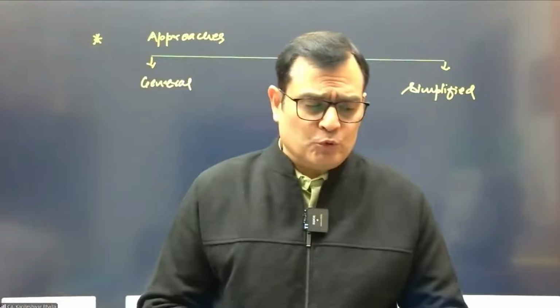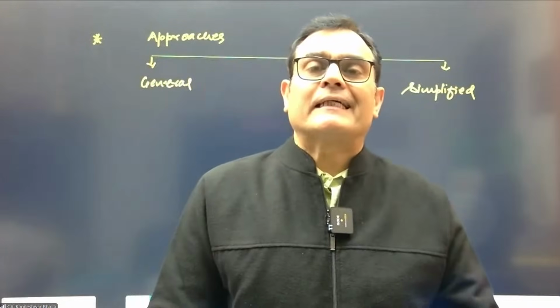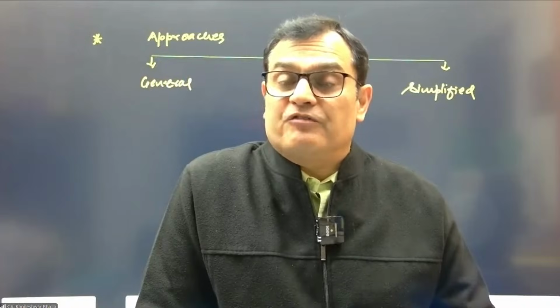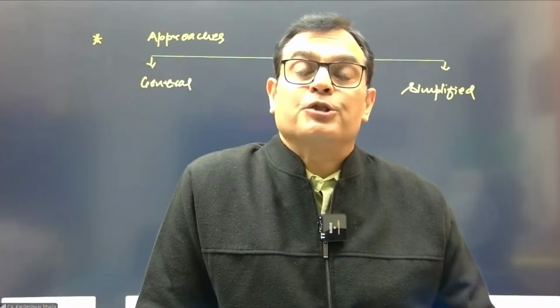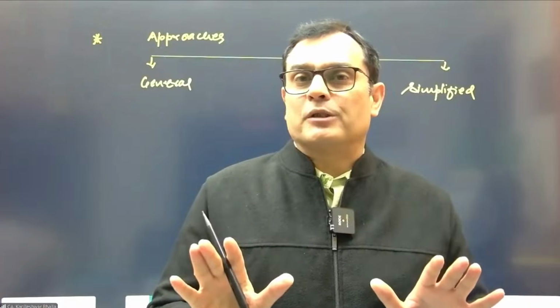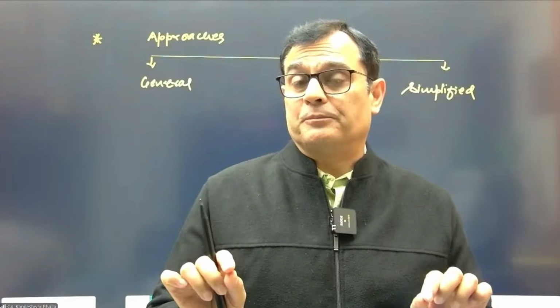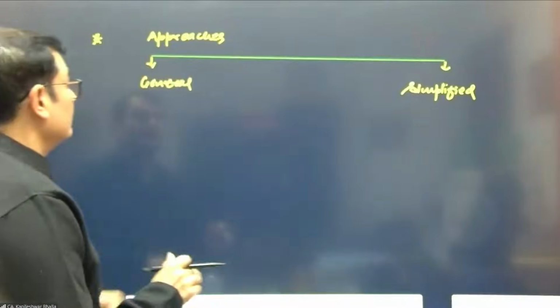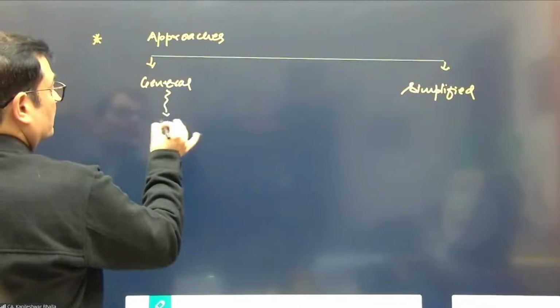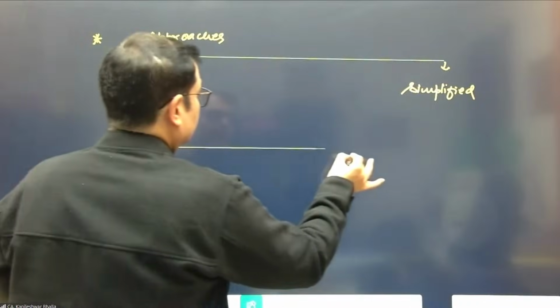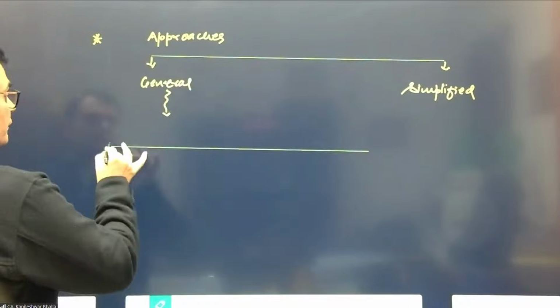Now, depending upon the category of financial asset, we need to choose whether we apply a simplified approach or a general approach. We'll come to that part later, which financial asset is covered under which approach. But first, let's understand the general approach. What is the general approach? Let's take a timeline to understand the concept.